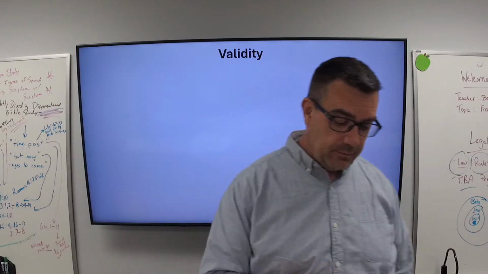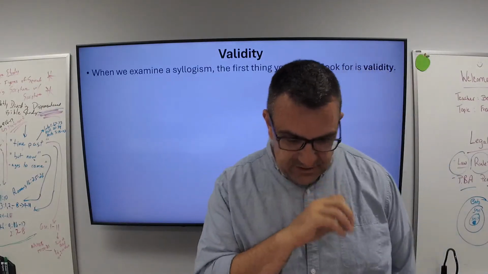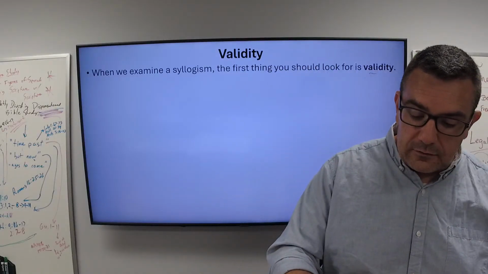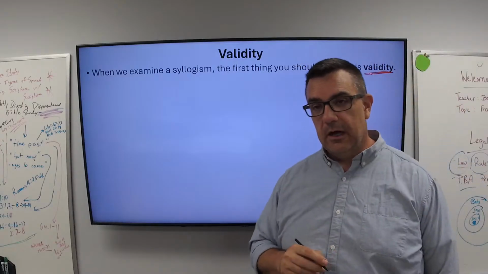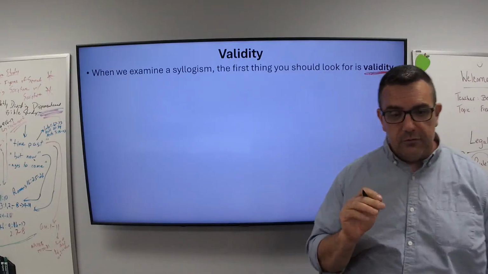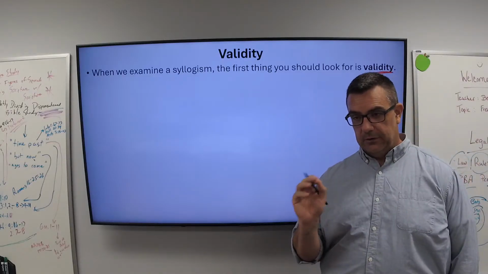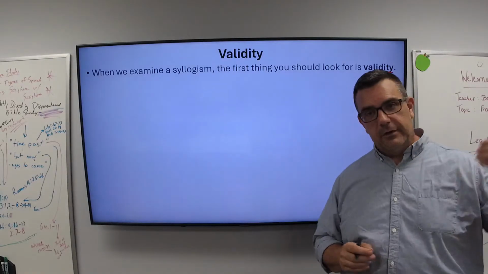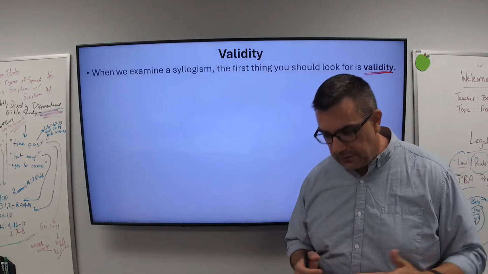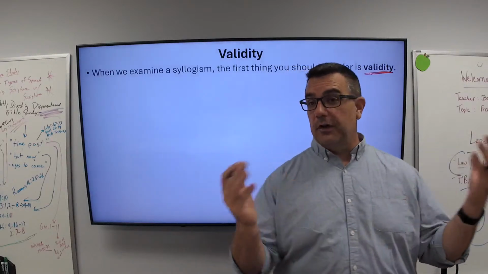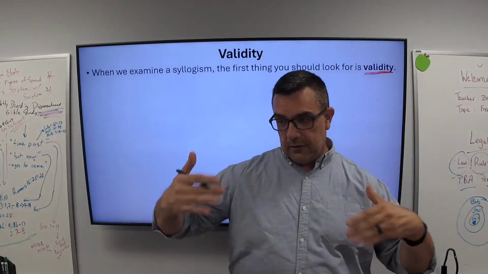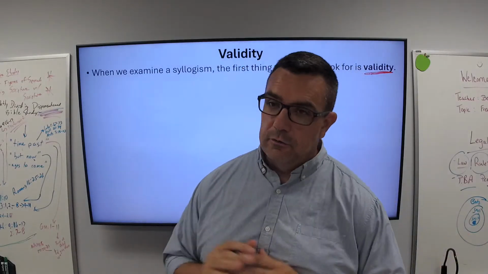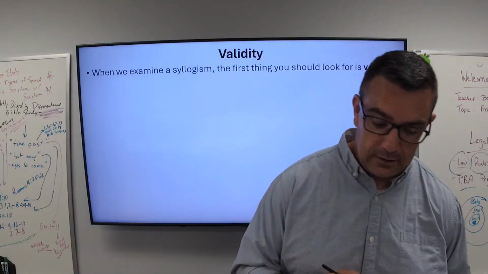Today we want to build on that, right? When we examine a syllogism, the first thing we need to look for is the issue of validity. Validity and truth are not the same thing, as we're going to see. When somebody presents you with an argument or a syllogism, the first thing you need to ask yourself is: is this syllogism valid? So validity and truth are not necessarily the same thing.